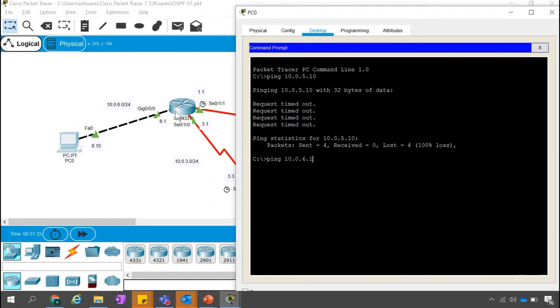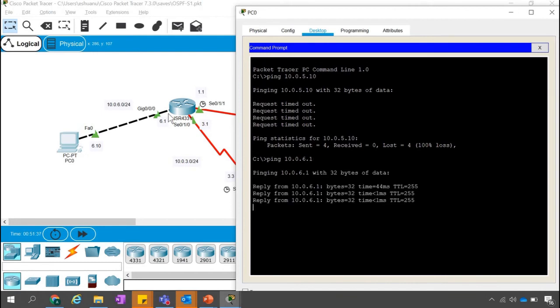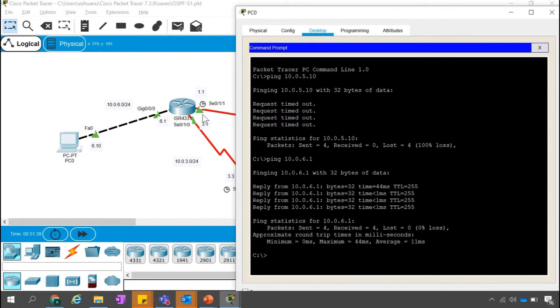10.0.6.1. This is the interface of the router. Let's ping this one. Yes, we are getting the reply on this interface. That's fine. What about this 3.1? Means the other interface of the same directly connected router. Let's try to ping 3.1.